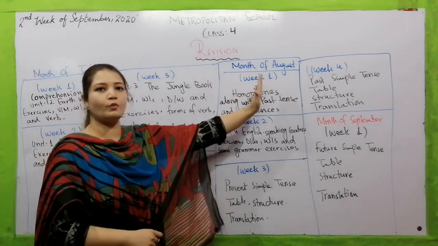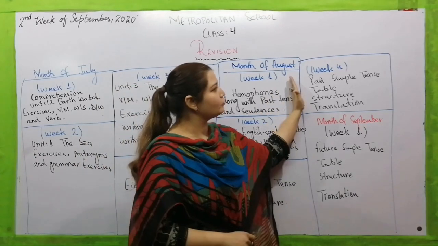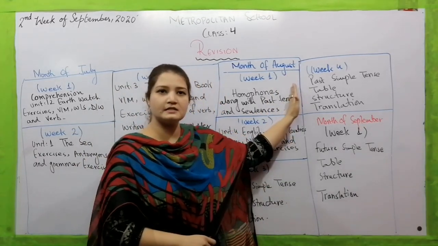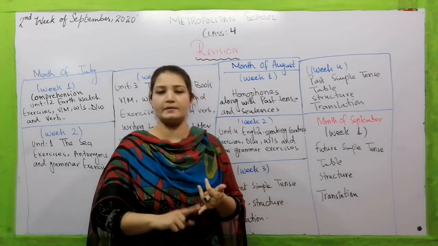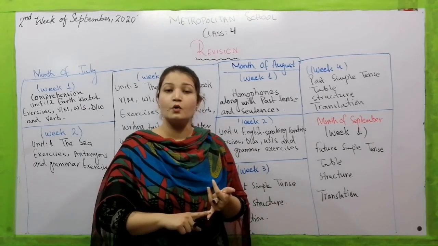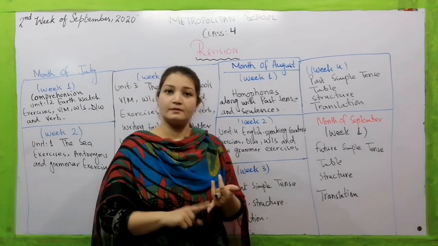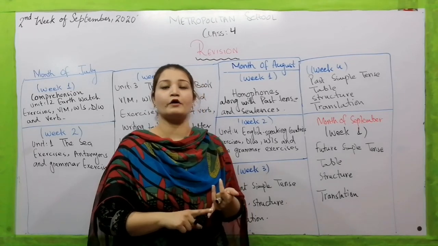Let's jump to week 4. In week 4 of the month of August, we continued our tenses and we studied the past simple tense. We studied its table, the structures, and we studied what a subject is, what a verb is, what an object is.